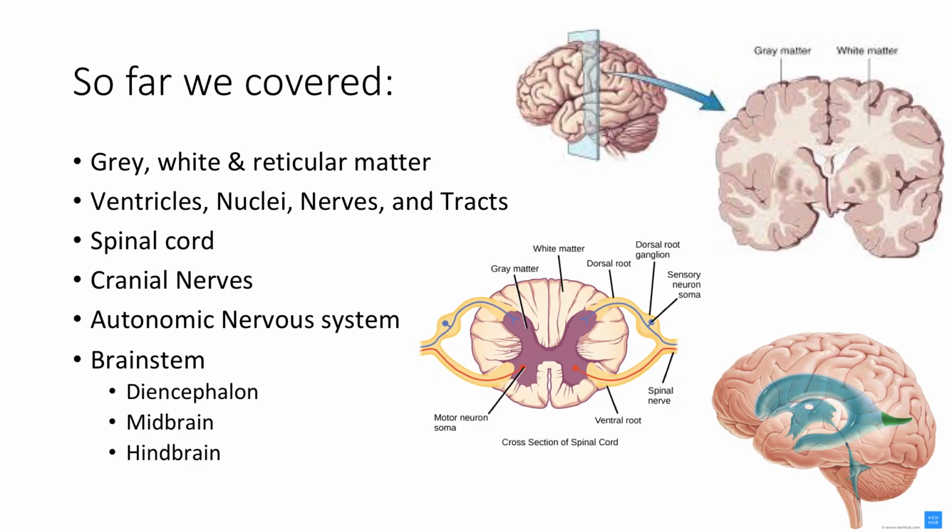So far we have covered a lot. We have covered all these things. And in the last video we talked about the autonomic nervous system and the brainstem and all its anatomical features.